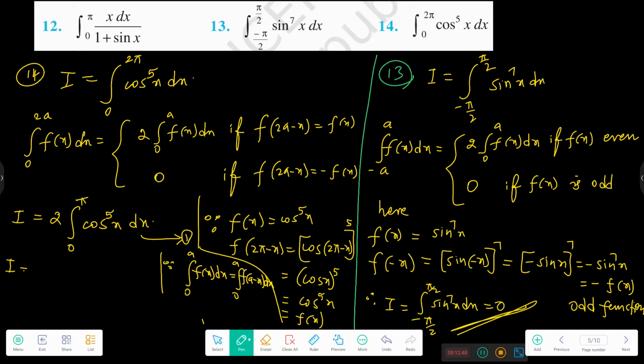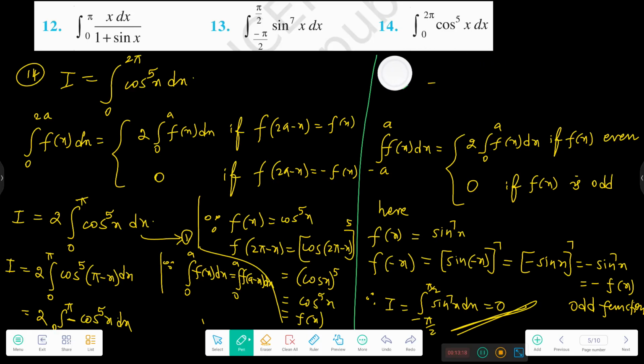So I is equal to 2 times the integral from 0 to pi of cos^pi, cos^5 of (pi minus x) dx. What is cos of pi minus x? Which quadrant is this? Second quadrant. In the second quadrant, what is the cos? Negative. So 2 times the integral from 0 to pi of minus cos^5 x dx. For an even power, negative becomes positive. This is an odd power, so only minus you will be getting. Understand? Right. Next.